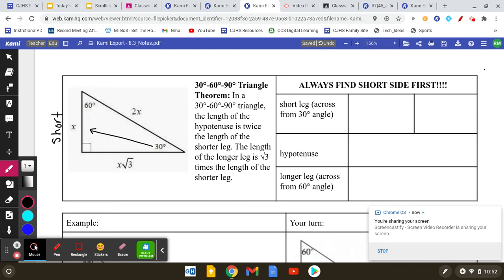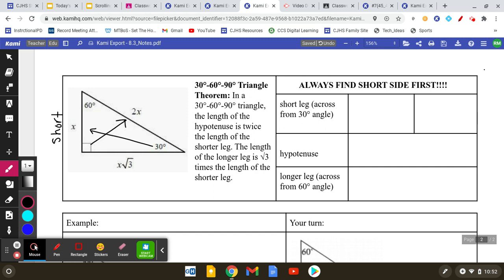The smallest angle is across from the short side. Okay, across from the 90-degree angle, what is that? The hypotenuse. That's the same for all right triangles. So I'm going to just abbreviate hypotenuse. And so this is the short leg, and we can call this the long leg. But out of the three, which one's the longest? The hypotenuse. Good. Questions about this?